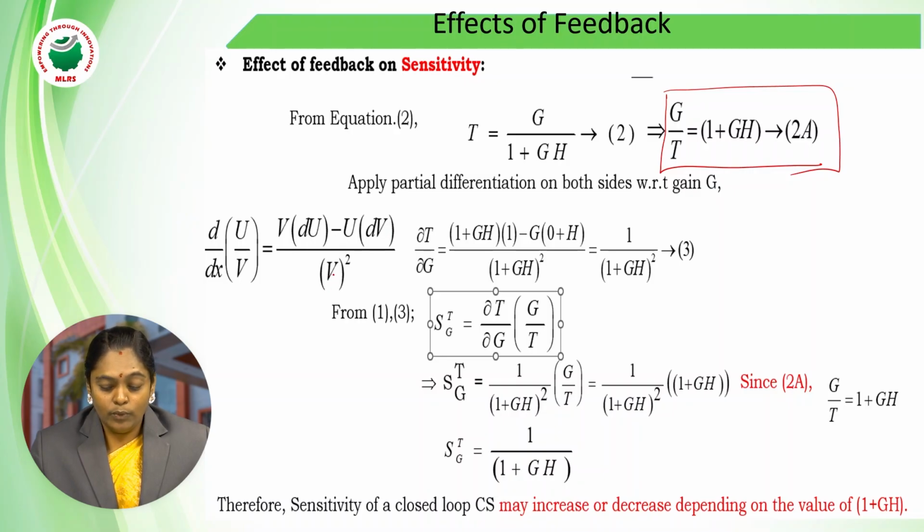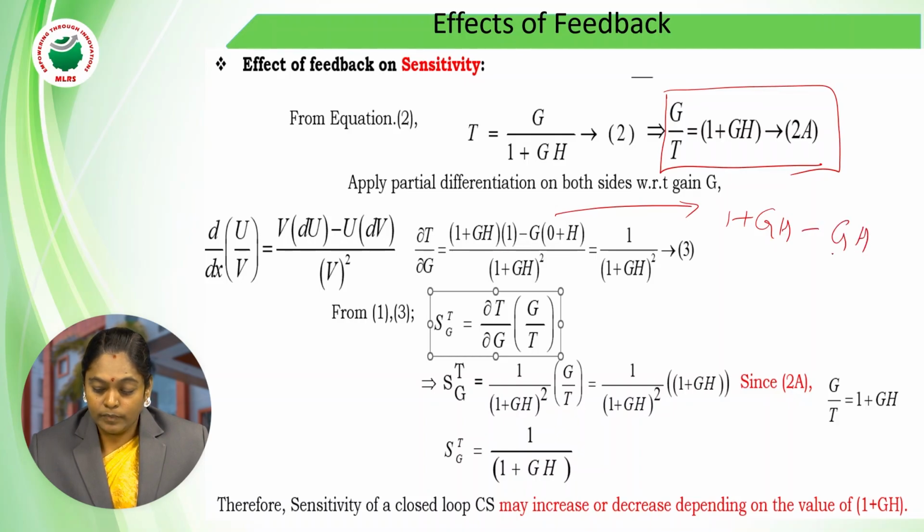So here, U and V: we are taking 1 plus GH as V and G as U. As I am differentiating G with respect to G, this is 1, and minus U is nothing but G, and differentiation of 1 plus GH will give you H. So this becomes (1 plus GH) into 1 minus GH, by (1 plus GH) whole square. This GH and this GH will be cancelled out. So the differentiation is nothing but 1 by (1 plus GH) whole square.